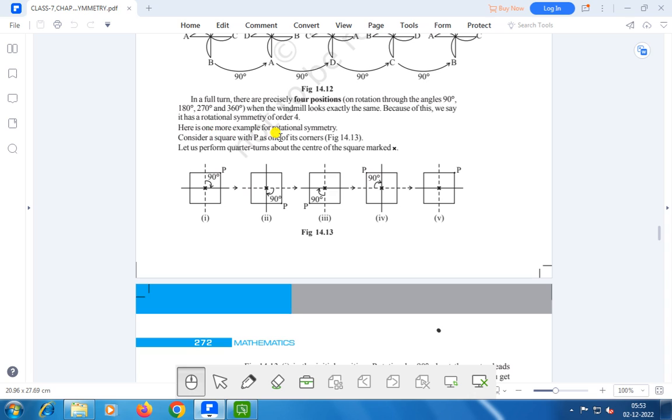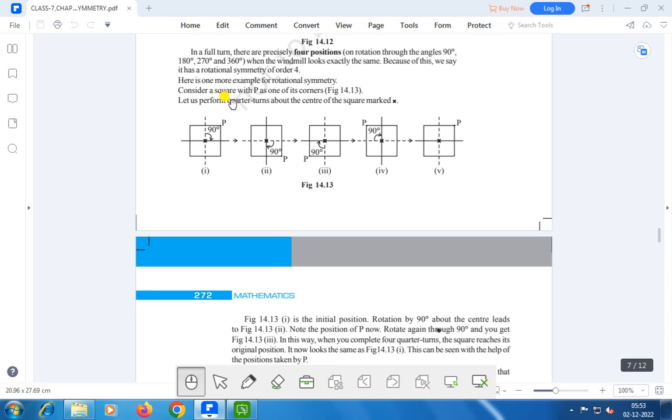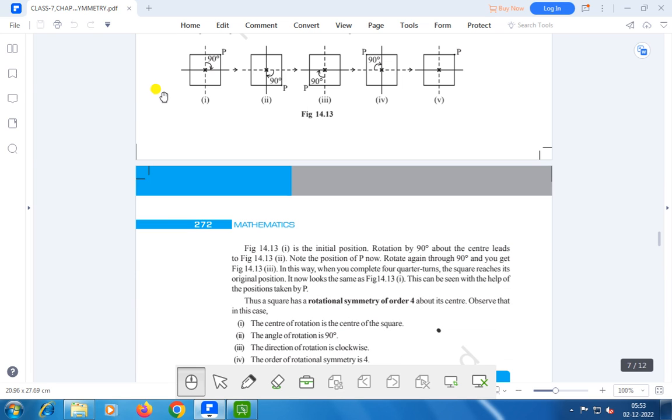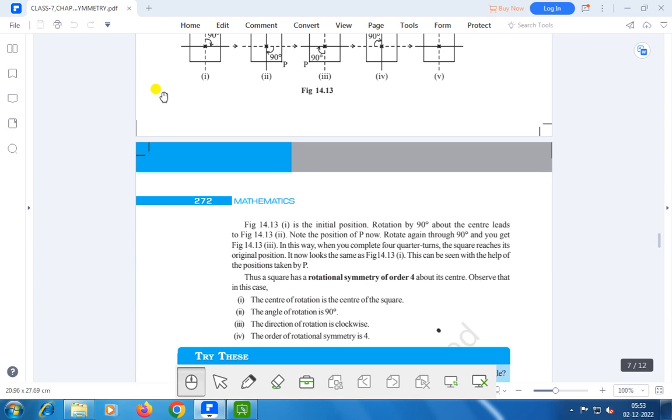Here is one more example for rotational symmetry. Consider a square with P as one of its corners. Let us perform quarter turns about the center of the square marked X. Figure 14.31 is the initial position. Rotation by 90 degrees about the center leads to figure 14.32. Note the position of P now. Rotate again through 90 degrees and you get 14.33.